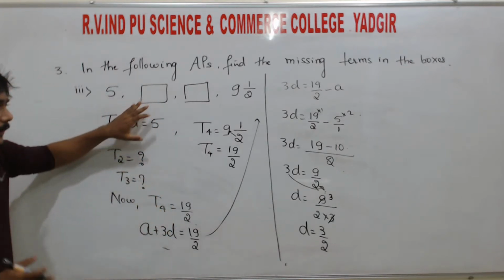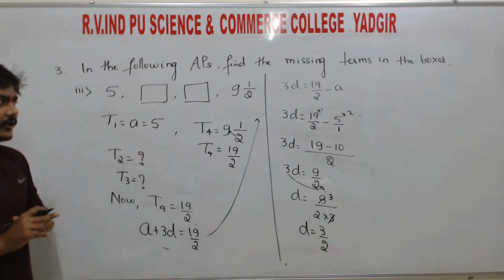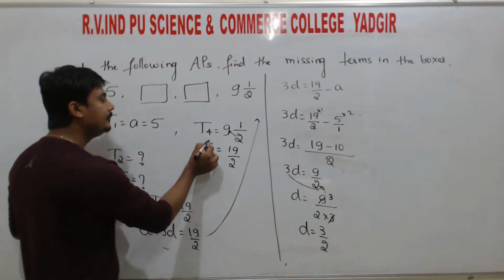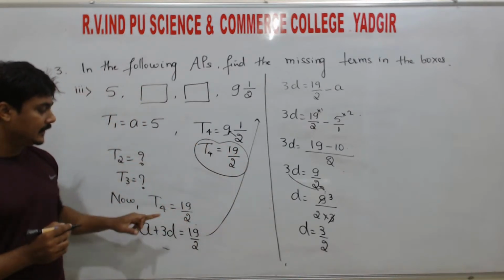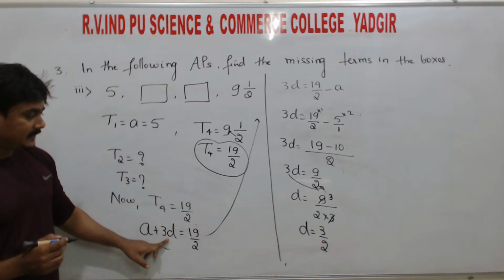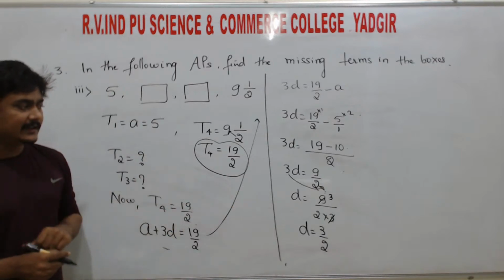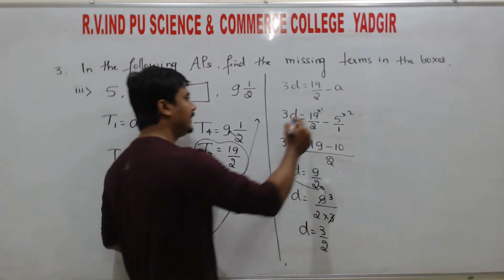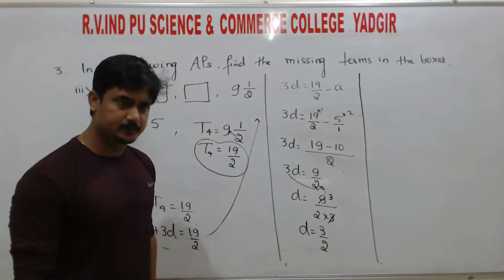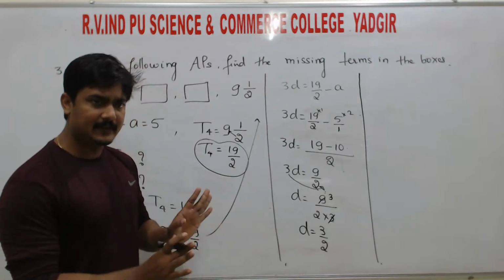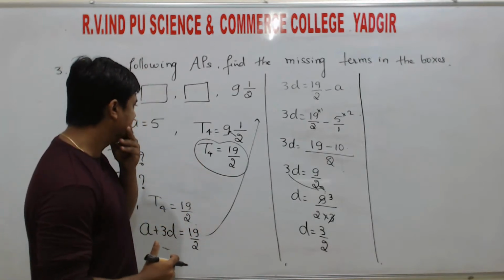Think, do I know the A value? Yes, I know. What else do I need? Just the D value. How do I get that D value? With the help of this fourth term. What is T4? 19 by 2. T4 can be written as A plus 3D. Simplify it, you get the D value as what, dear students? We get the D value as 3 divided by 2. Agreed? The D value is 3 divided by 2.